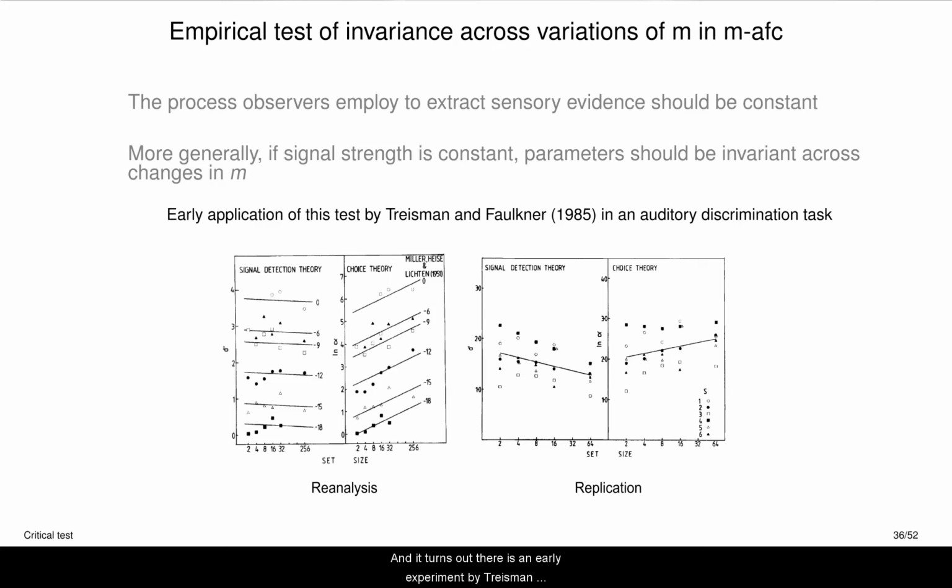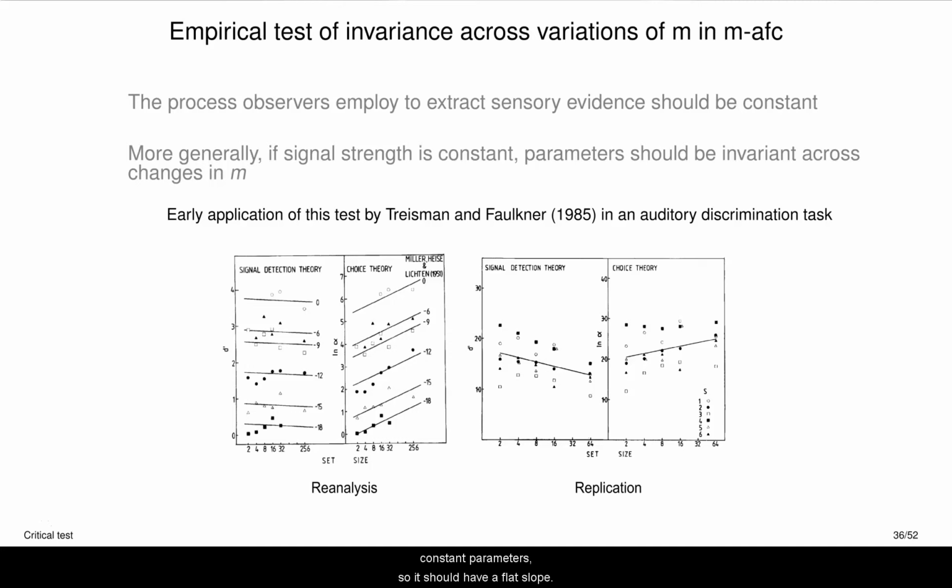And it turns out that there's an early experiment by Treisman and Faulkner that also used this test in an auditory forced choice task. I won't have time to talk about the experiments in detail, but I'll quickly summarize what they found. So these graphs show parameter estimates from the two models as a function of response alternatives given on the x-axis. And based on our logic and their logic, this model should have constant parameters, so it should have a flat slope.